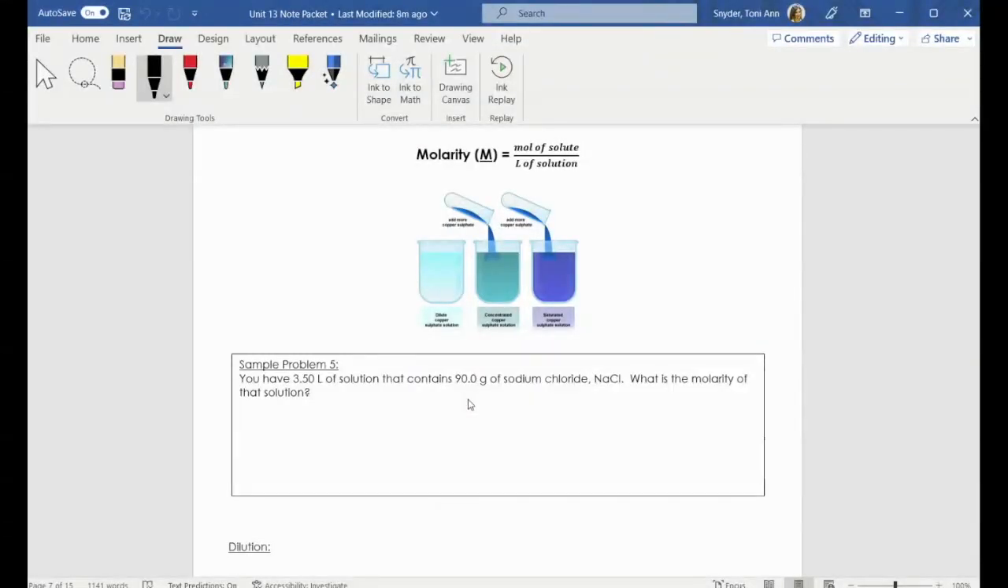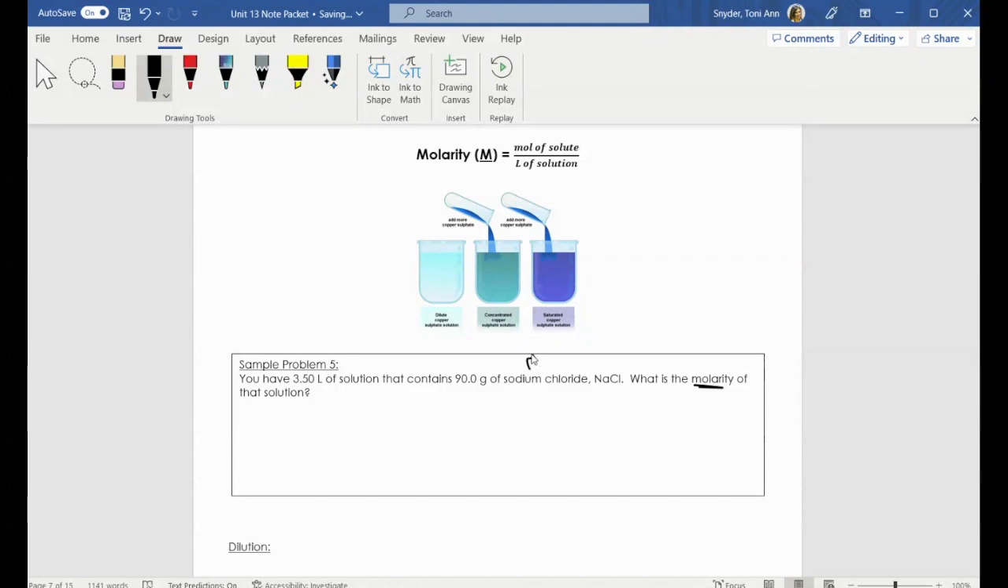So let's take a look at sample problem 5. This one is asking, you have 3.5 liters of a solution that contains 90 grams of sodium chloride, which is just table salt. What is the molarity of that solution? So we're going to use this equation up here in order to calculate that molarity. I first have to find what are the moles of my solute and what is the total volume in liters of that whole entire solution.